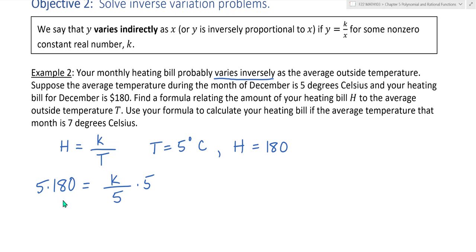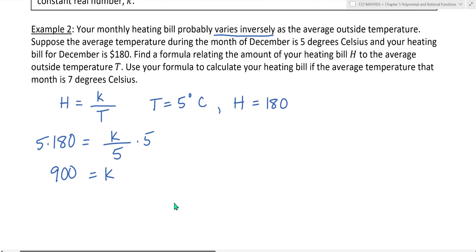So I think it's $900. Yeah, I'm pretty sure that's right. 900 is equal to K. So then our formula is, oh, yeah, that's right. Sorry. Our formula is H equals 900 divided by T.